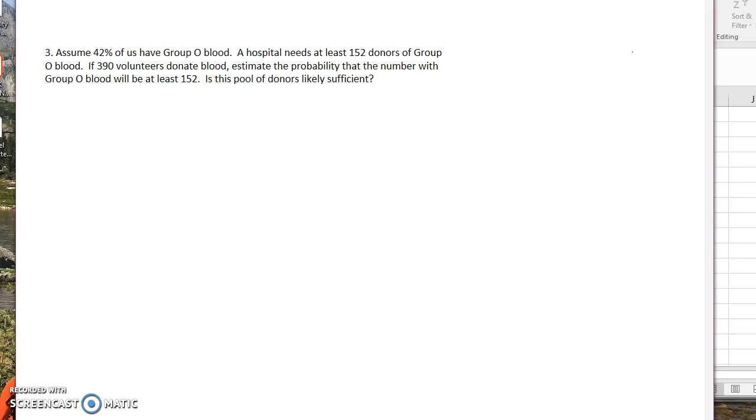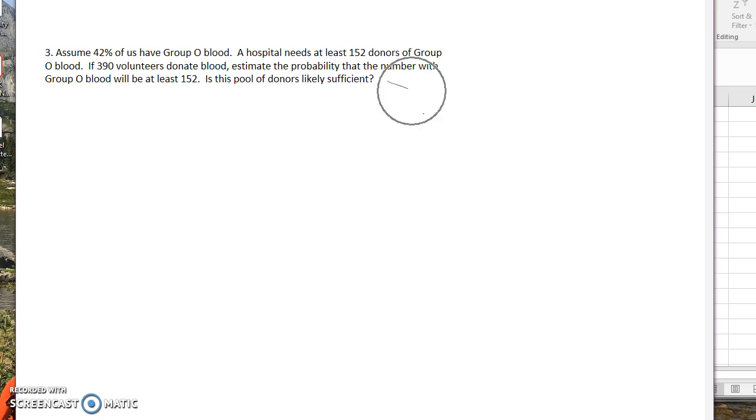Okay, so this one says assume 42% of us has group O blood type. A hospital needs at least 152 donors with group O blood. If 390 volunteers donate blood, estimate the probability that the number with group O blood will be at least 152. Is this pool of donors likely sufficient?